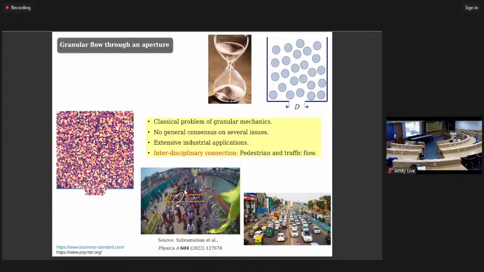If we draw a parallel or analogy between the two systems, granular flow through an aperture like this, so this is one, pedestrian flow, and another one is traffic flow. Again, they are discrete entities, the vehicular traffic, moving through confinements.